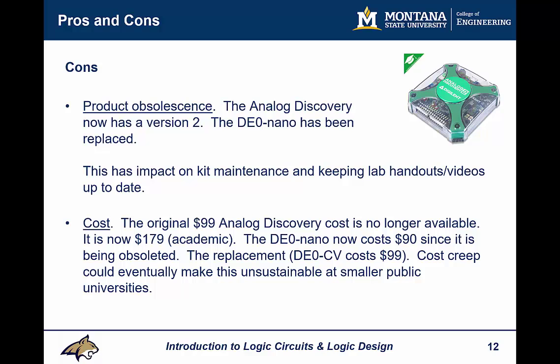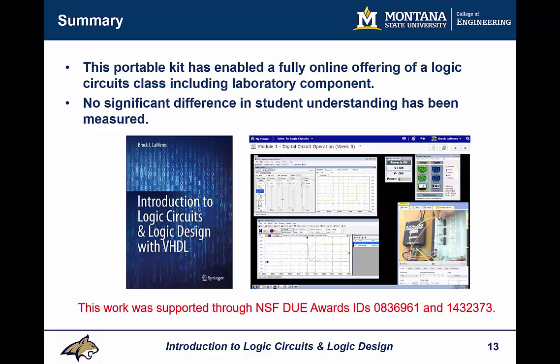And then the cost is always a concern on this. We had original pricing of the Analog Discovery as kind of a promotional offer of $99 when we started this project 2 years ago. Now it's jumped to $179 academic. The DE0 also started at $59 and now it's up to $90 because it's being obsoleted. They want you to move to a newer board with more functionality. So cost creep is always a concern.